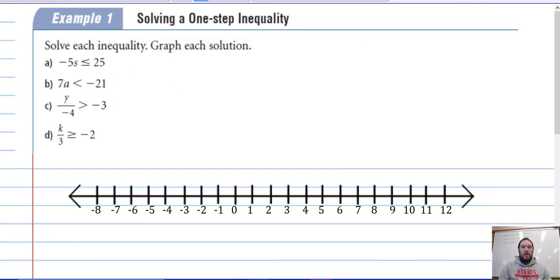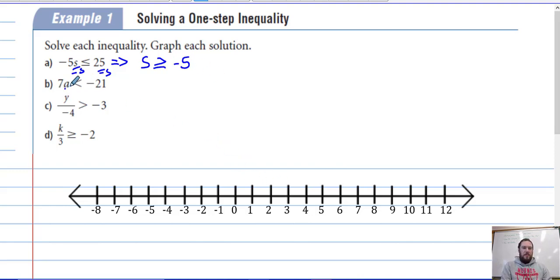So what does that look like? Well, here we go. So I have negative 5s is less than or equal to 25. So what does that become? Well, if I want to solve for s, what do I have to do? I have to take both sides of my inequality and divide them by negative 5. So negative 5 divided by negative 5 turns my negative 5s simply into an s. And then 25 divided by negative 5 turns that into negative 5. But then what happens is, because I divided by a negative, my less than or equal to symbol has to turn into a greater than or equal to symbol.